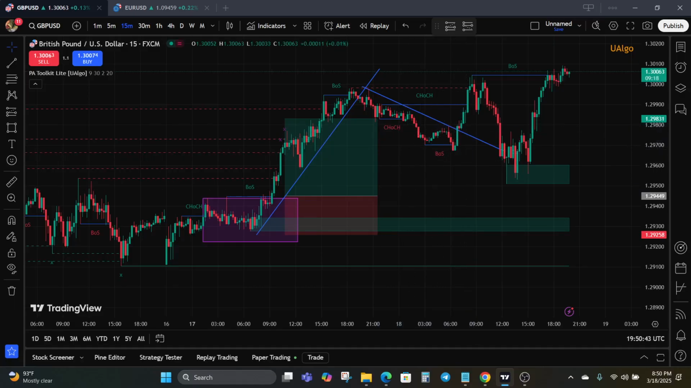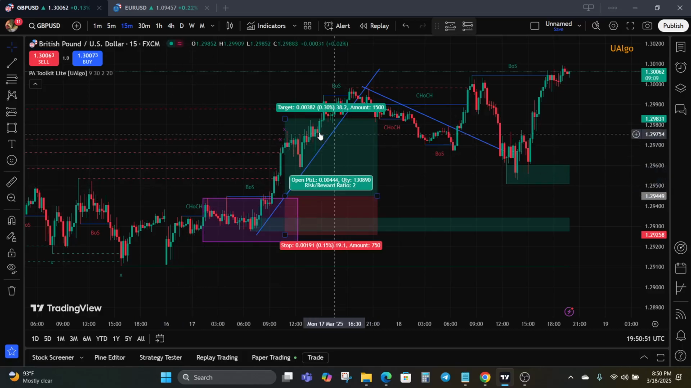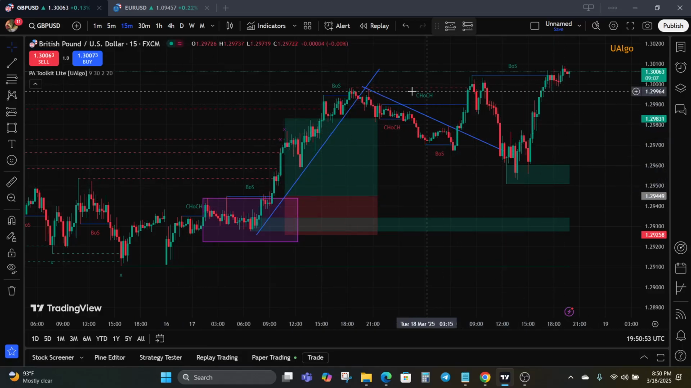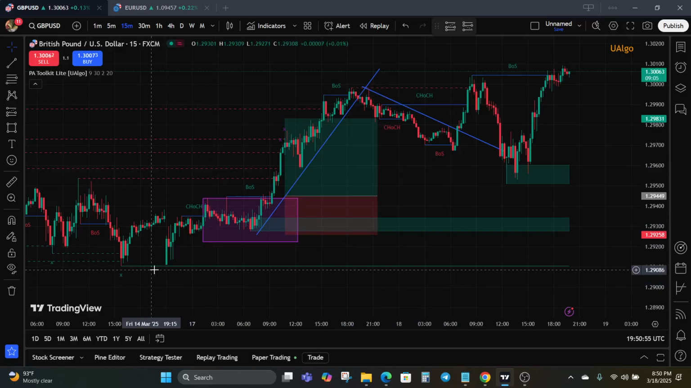Then you will notice that this indicator also identifies support and resistance levels. You can see these levels that are identified by the indicator. You can see these are important levels on the chart. So this tool removes the guesswork from analyzing price action, making it easier to spot high probability trade setups.